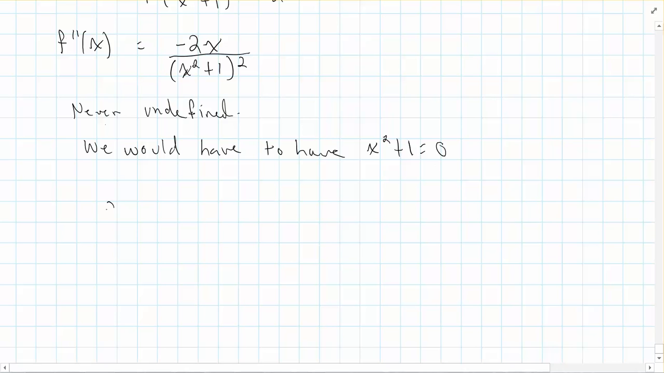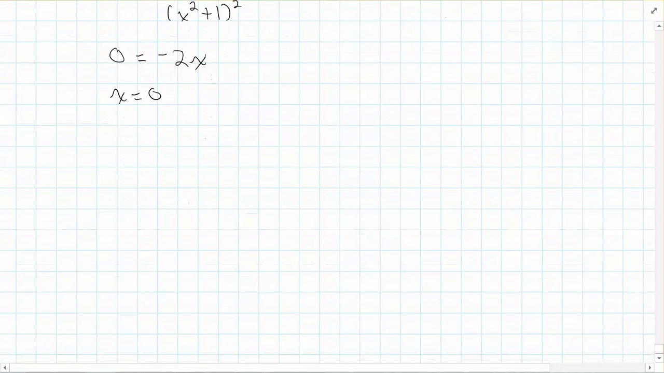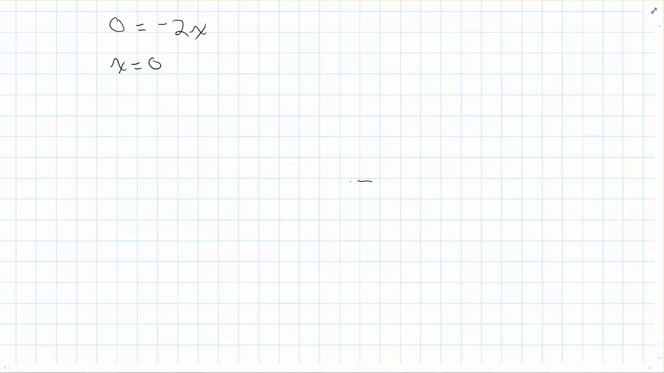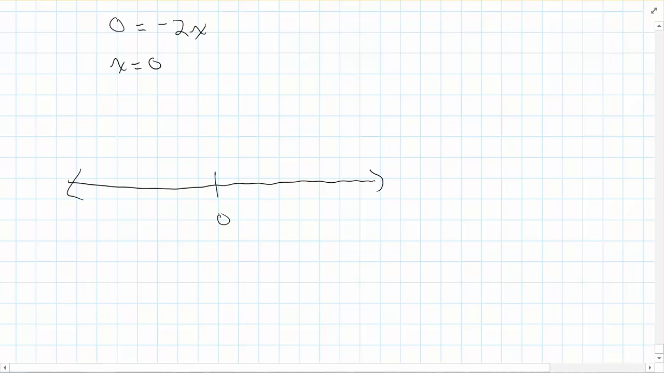So I just have to determine when this is equal to 0. So really, I just have to determine when the numerator is equal to 0. Which, of course, that just gives me x equals 0. So then I'll go ahead and draw a number line here, much longer than I really needed it to be, and I'll put 0 there. And then, because we're looking for concavity, of course, I have to test my second derivative, which I'm going to write down again here just so I have it close at hand. Negative 2x over x squared plus 1 quantity squared.